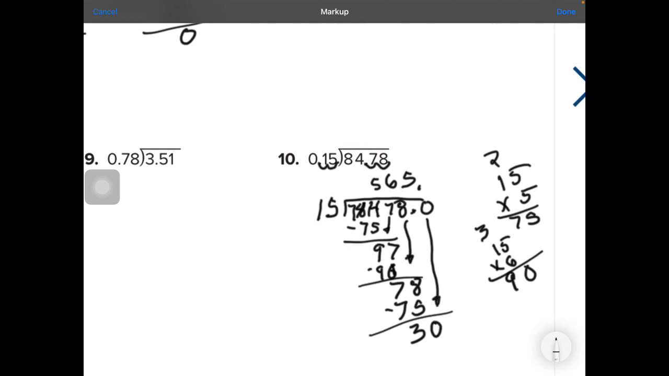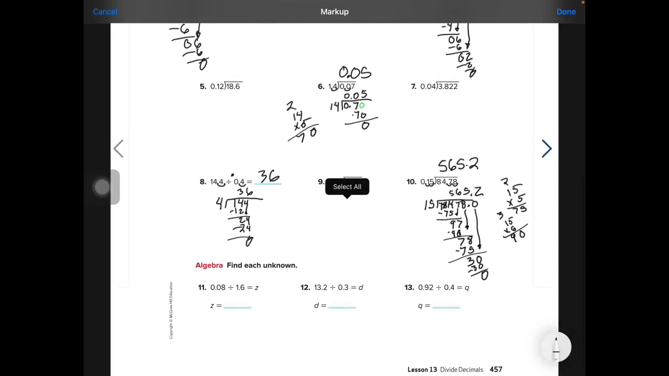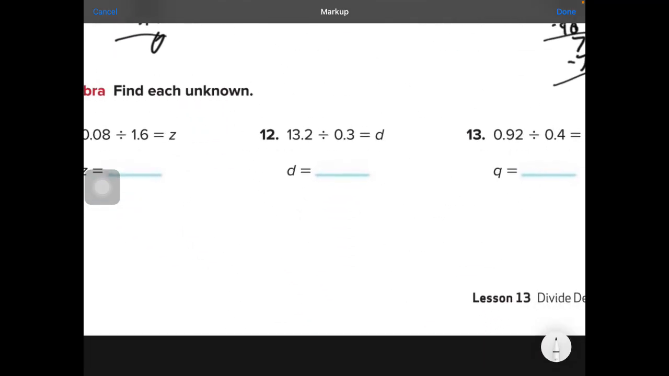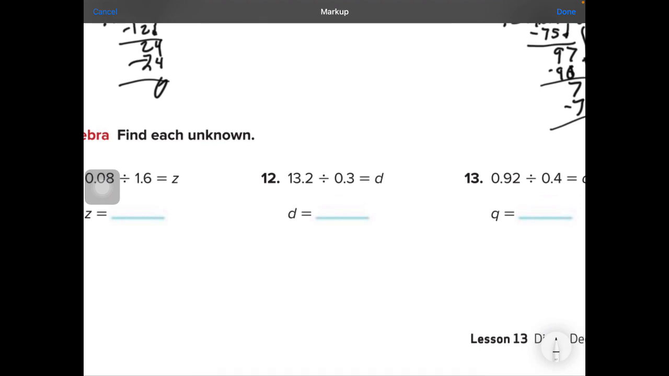Except now this is where we add a decimal and add a 0, because then we can bring the 0 down. Now 15 will go into 30 twice, and then yay, we get our 0. So then our answer is going to be 565.2. Oof. Remember, to divide decimals, you're okay to add a 0 and a decimal point to kind of help things out a little bit.